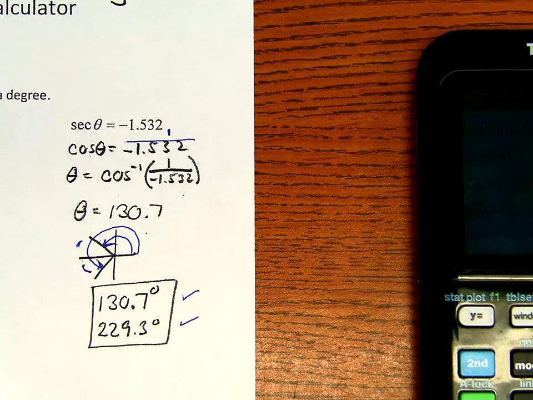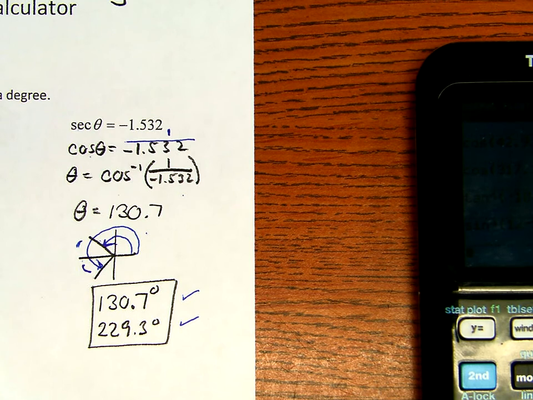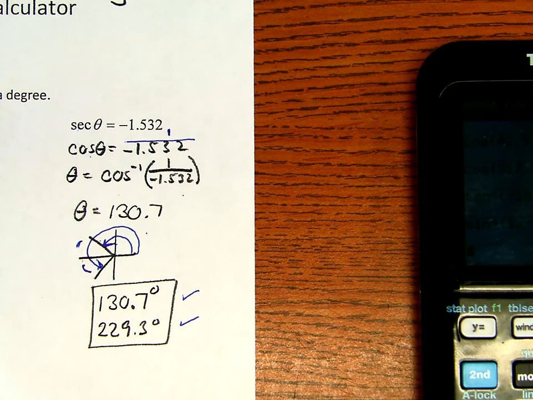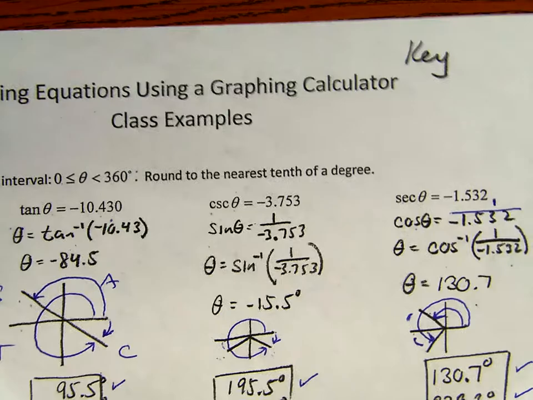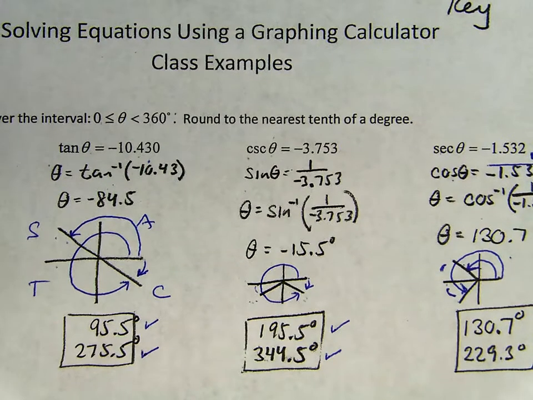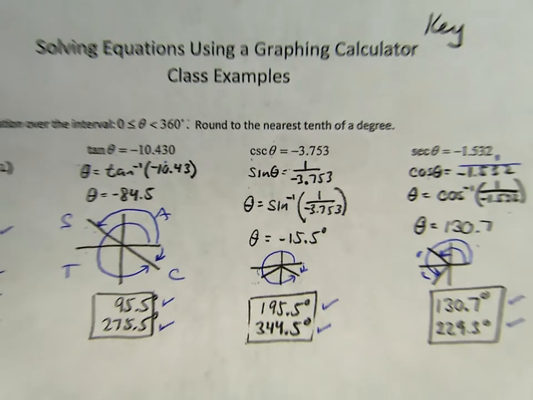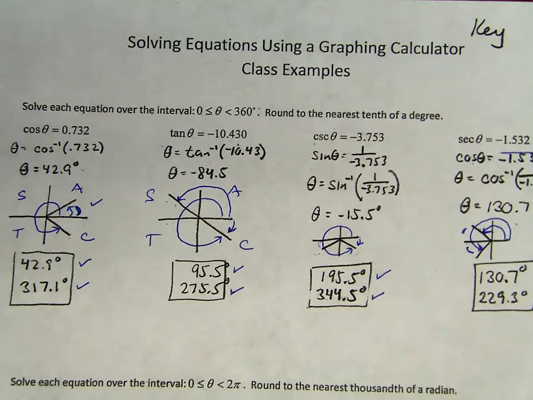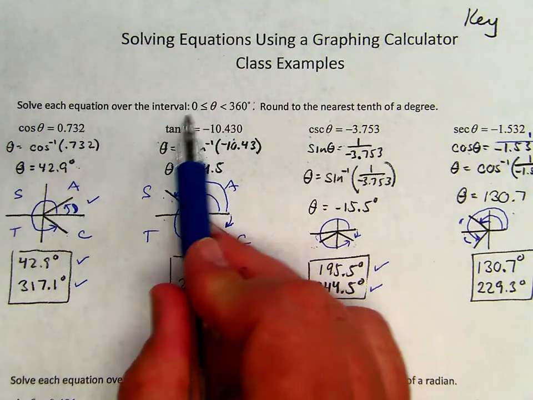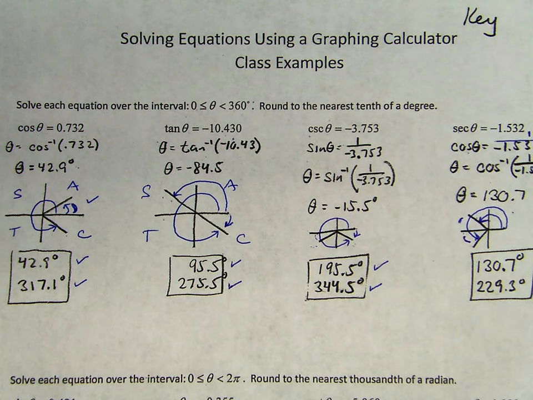All right, so that's our run through of your typical types of examples when you're solving for the 0 to 360 interval using technology.